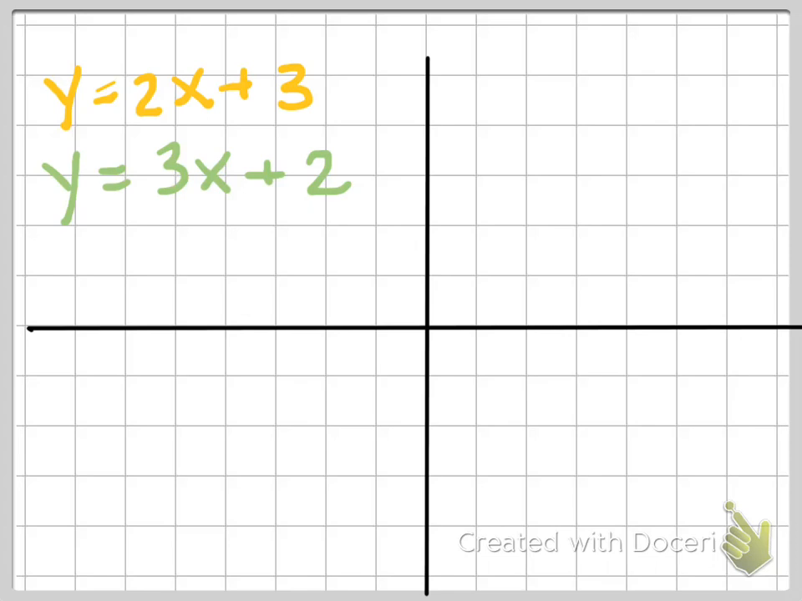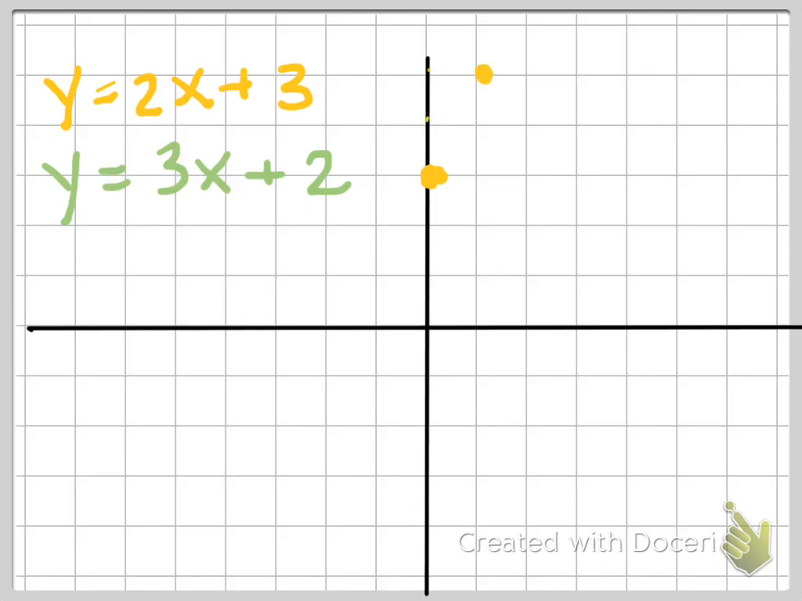So let's go ahead and graph these two equations, y equals 2x plus 3. I'm going to start with my y-intercept, which is positive 3. So I'm going to go to the center and count up 1, 2, 3, and drop it off. Then I can see my slope is a positive 2x. That means I'm going up 2 over 1.